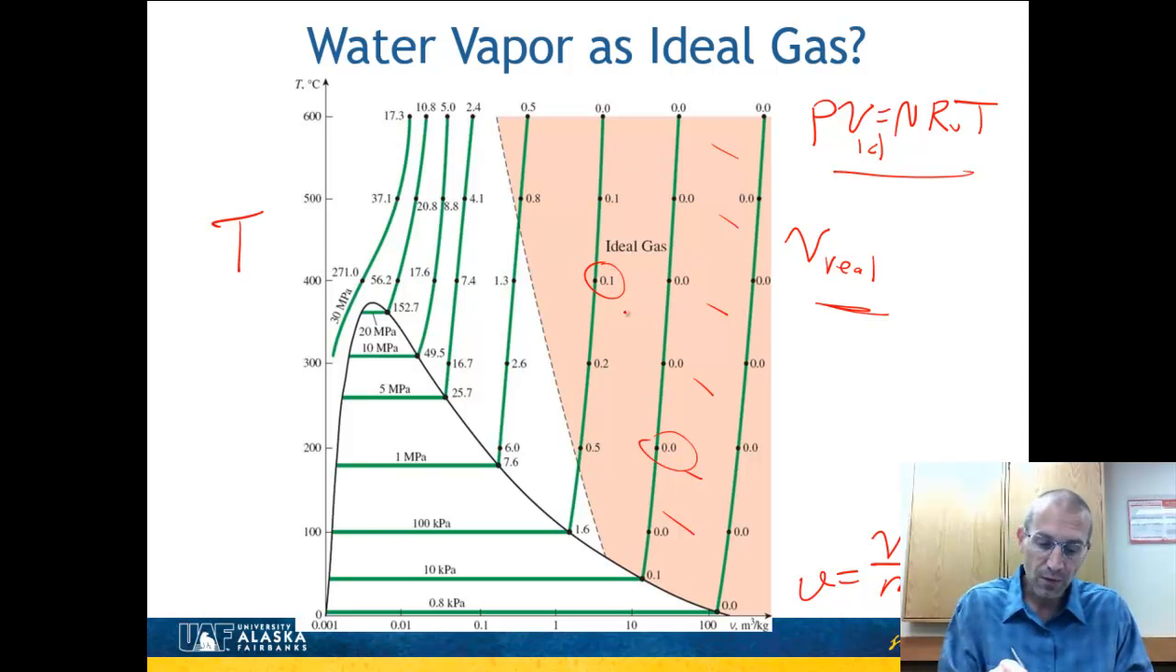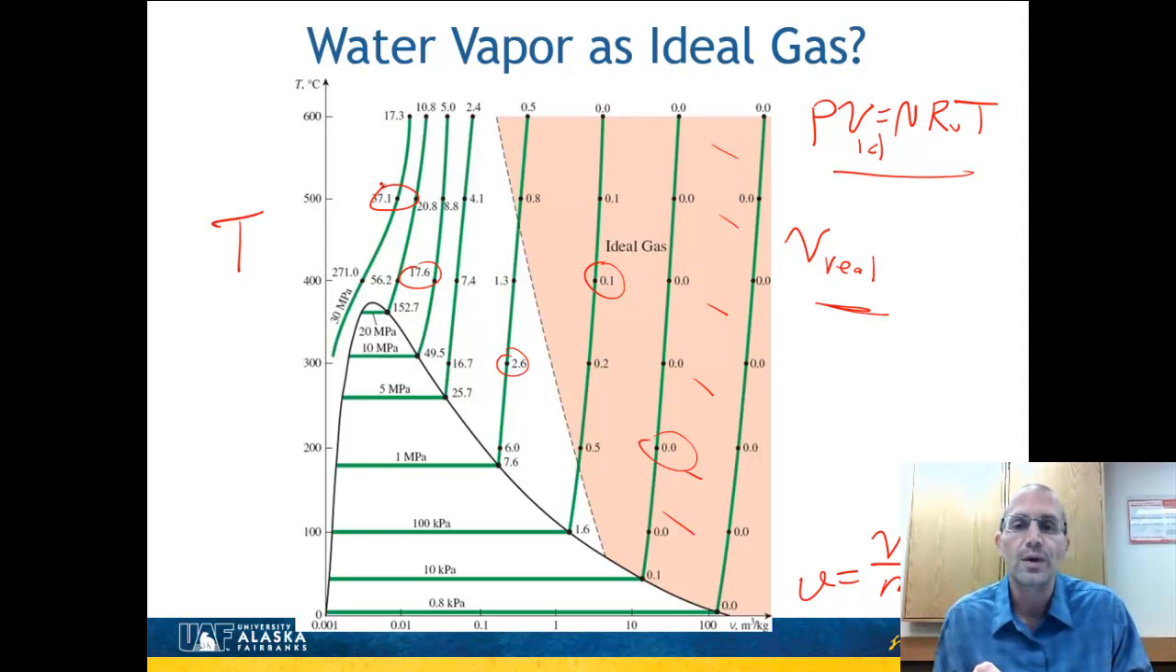Now, as I get further over to the left side of the diagram, I see larger errors: 2.6, 17.6, 37. Those are really large errors. That means the ideal gas equation does not do a very good job of representing the actual behavior. So one of the things you need to be good at is determining when you can use the ideal gas equation. Let's go back and look at this diagram.